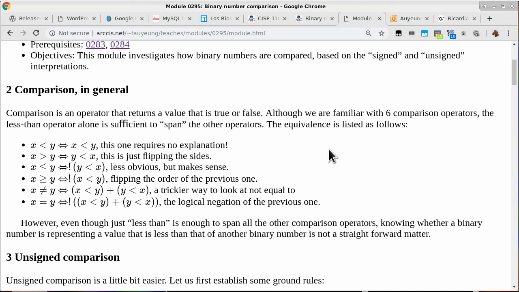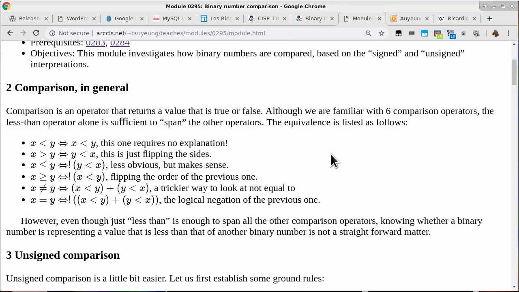So are we good so far with section 2? But it is important. This conclusion that we only need less than is important because I only have to show you in terms of logic gates how we find out whether a value is less than another value. The rest can be done just by using logical operators. Okay. So now we are going to move on to unsigned comparison.